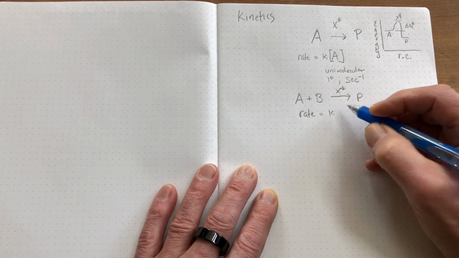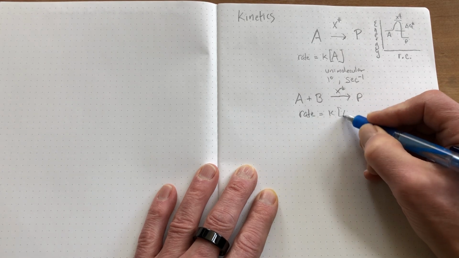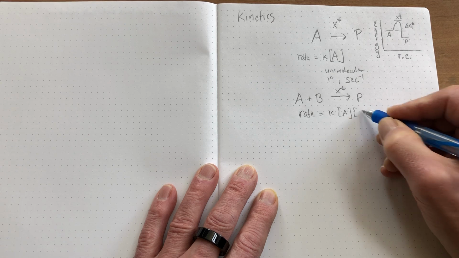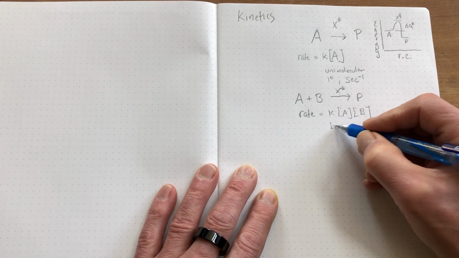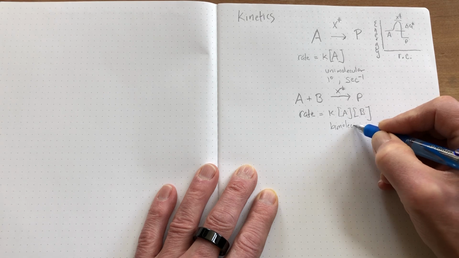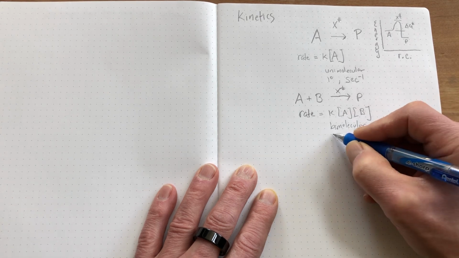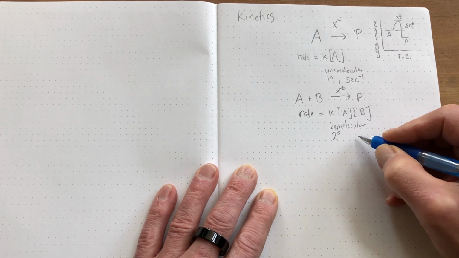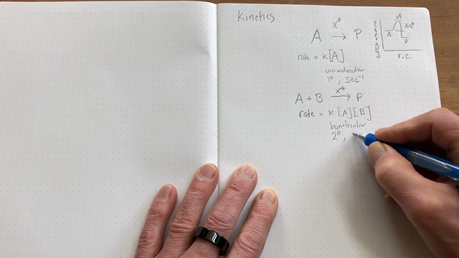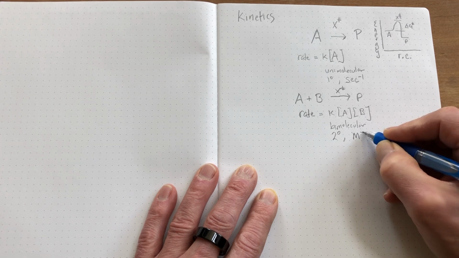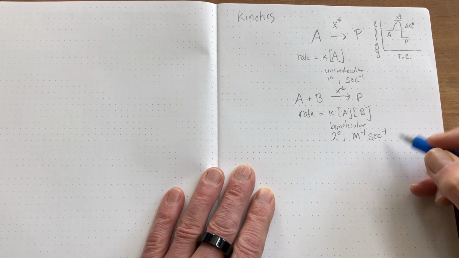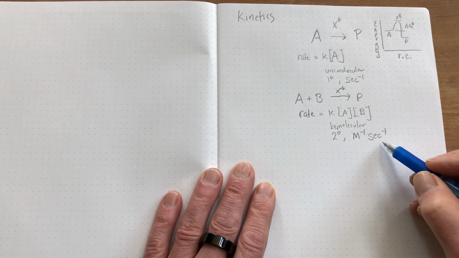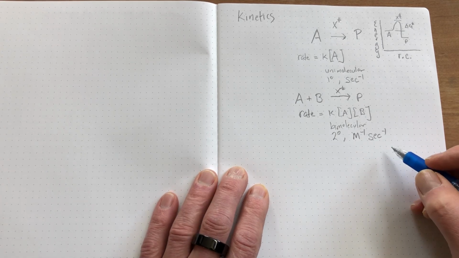There's still a rate constant, but now it depends on both the concentration of A and on the concentration of B. And we call this a bimolecular process. It's second order, and therefore it's going to have units of reciprocal concentration, reciprocal time. So for example, reciprocal molar, reciprocal seconds.